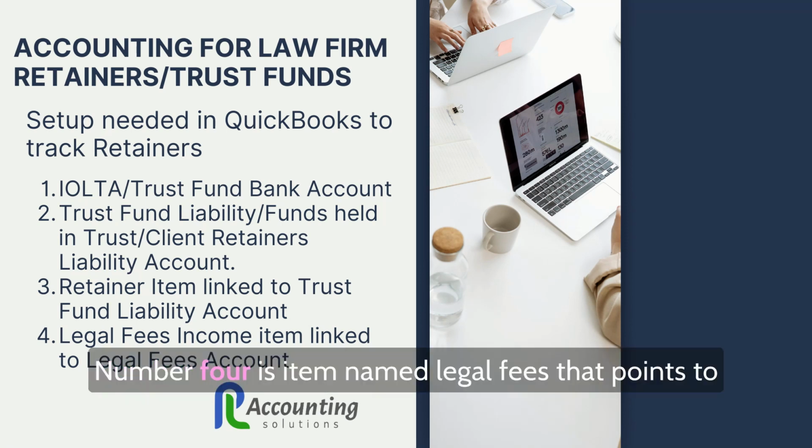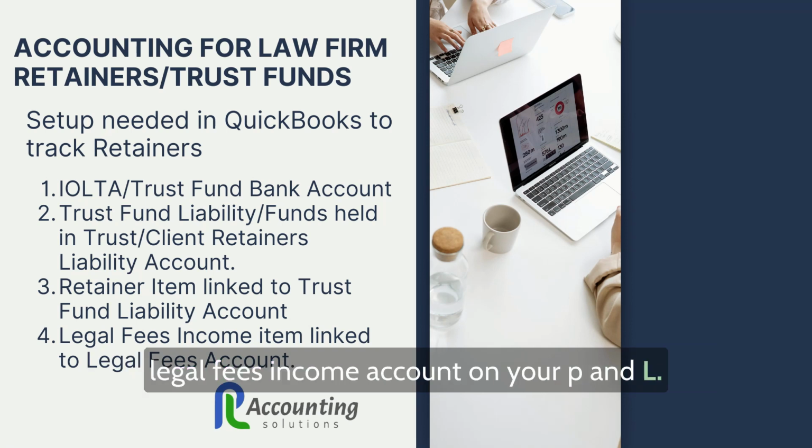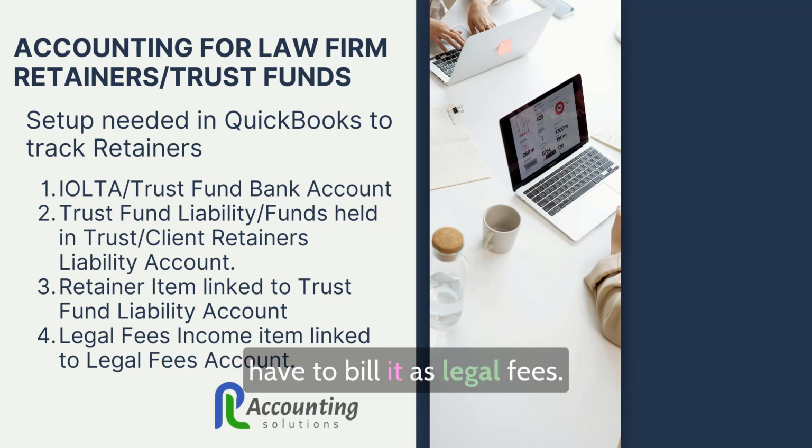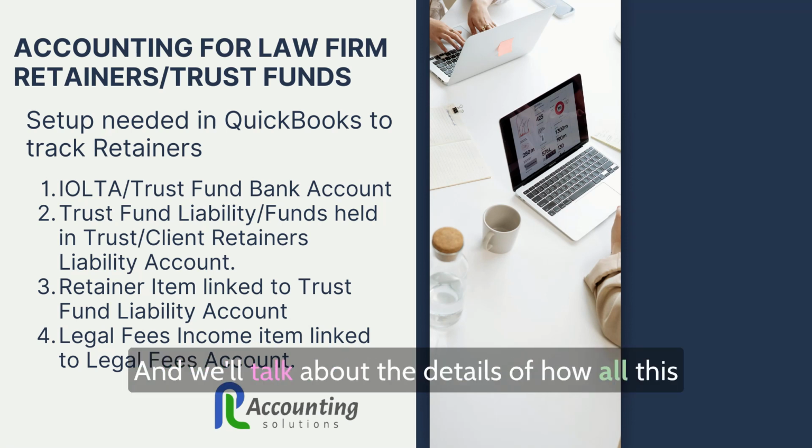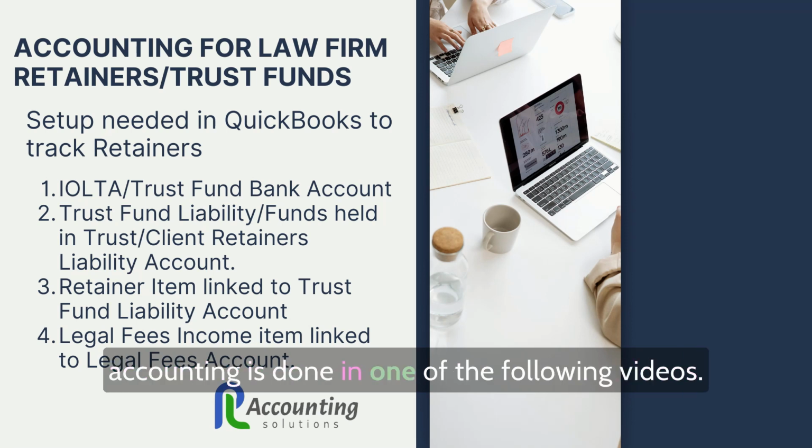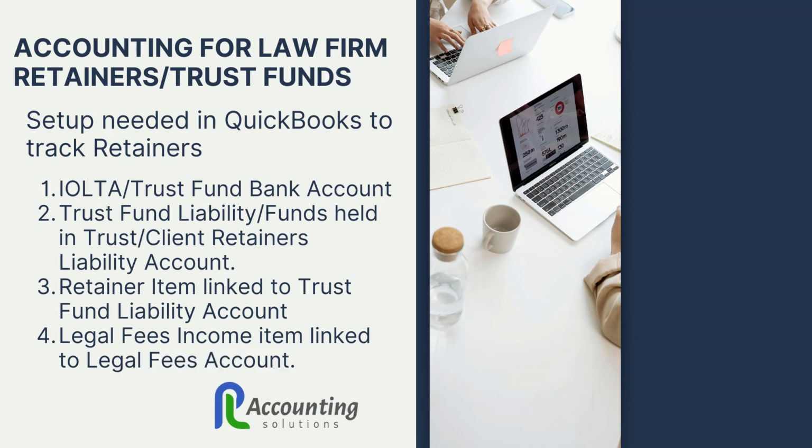Okay. Number four is an item named legal fees that points to the legal fees income account on your P&L. Purpose of this item is to create invoices in QuickBooks and post them to legal fees. When you earn that retainer money, you have to bill it as legal fees. And we'll talk about the details of how all this accounting is done in one of the following videos.